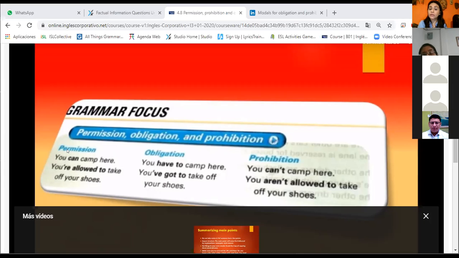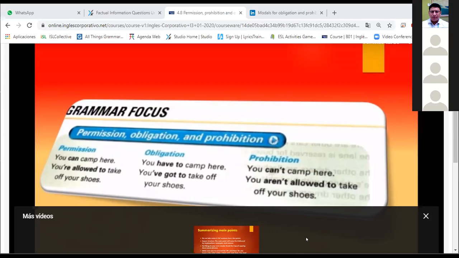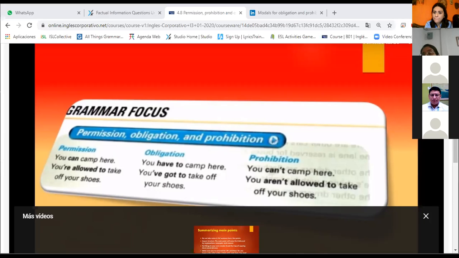All right, do you understand that one? Carlos Emilio, any question? No, teacher. Annie, questions? No, teacher. Very good, guys. Elmer and Rocio, questions? No, it's okay, teacher. Yes, Walter. In the first one it's you have to, and then the other one is you have got to. You said that both of them are used for obligation. For obligation.